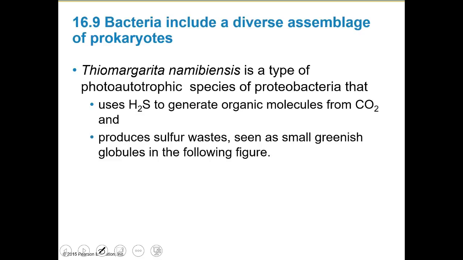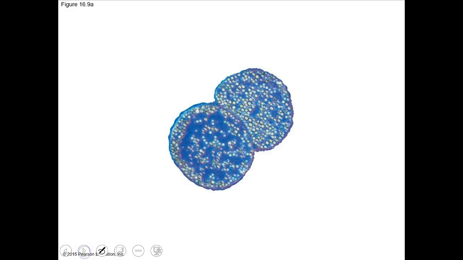Thiomargarita namibiensis is a type of photoautotrophic species of proteobacteria. It uses sulfur to generate molecules from CO2, and it produces sulfur waste that's these small greenish globules in the figure that we're going to look at. So all those little globules are this kind of gross sulfuric waste. Okay.